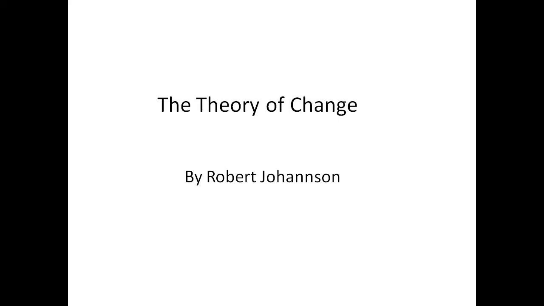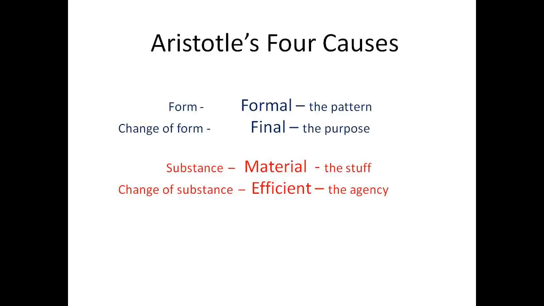The theory of change, how change happens. Aristotelian ontology said that being had two aspects, form and substance. Thus form and substance were causes. Change of substance was the efficient cause. You push things around. Change of form was the final cause. The acorn's final cause or purpose was the oak tree.